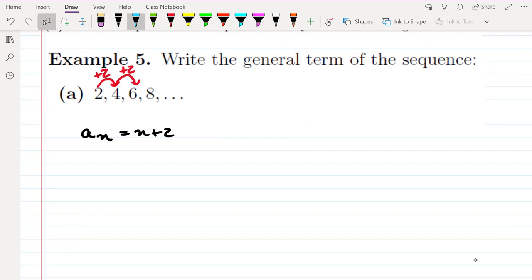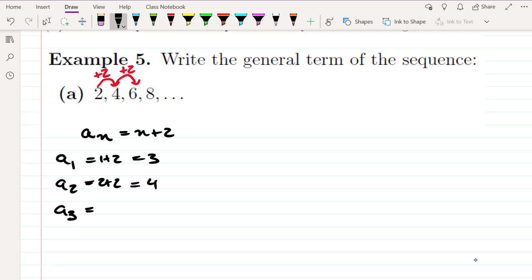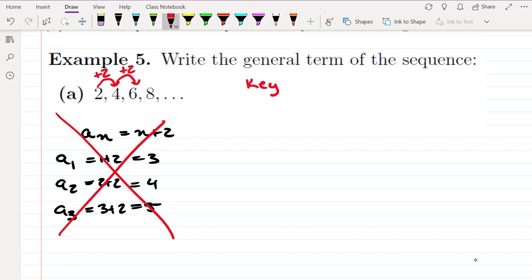If we check this by putting in some different values, a sub 1 would give 1 plus 2, which is 3. A sub 2 would be 2 plus 2, which is 4. And a sub 3 would be 3 plus 2, which is 5. This does not generate the correct sequence. So the key idea that we need is the following.